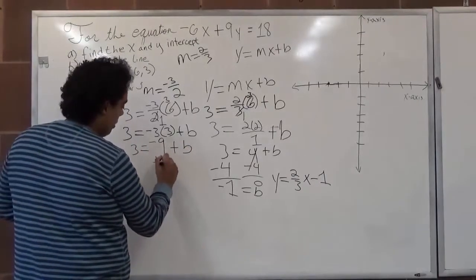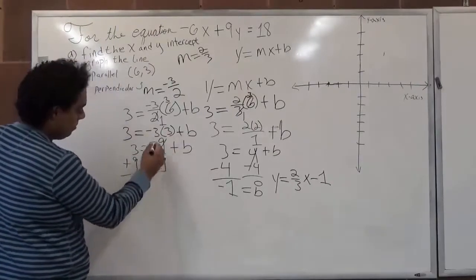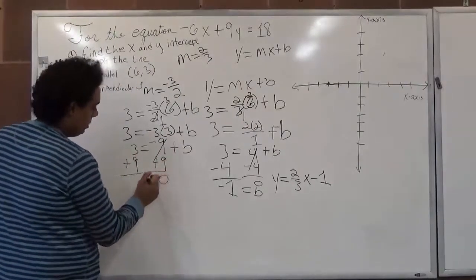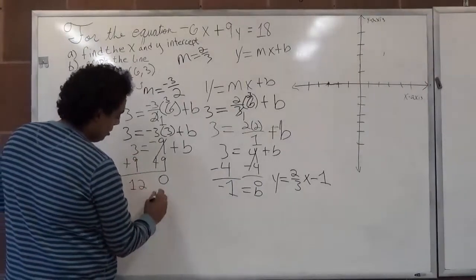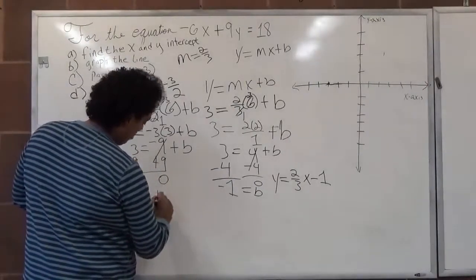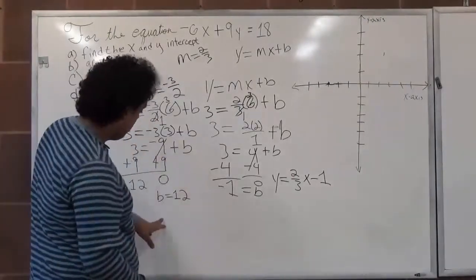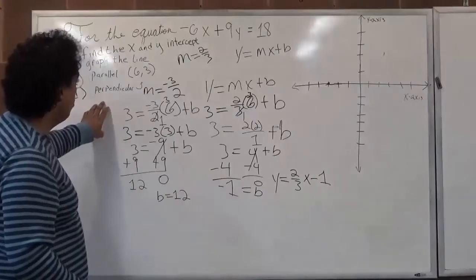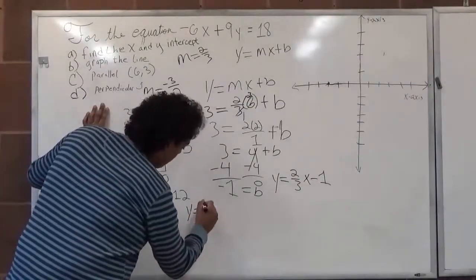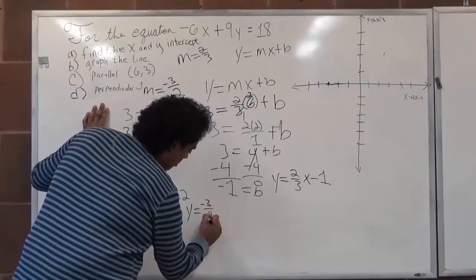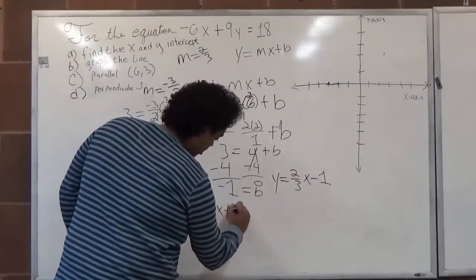3 is equal to negative 9 plus b. So I'm going to add 9 to both sides. Negative 9 plus 9 is going to give us 0, and 3 plus 9 is going to give us 12. So b is equal to 12. And so the equation for our perpendicular line would be y is equal to negative 3 over 2 x plus 12.